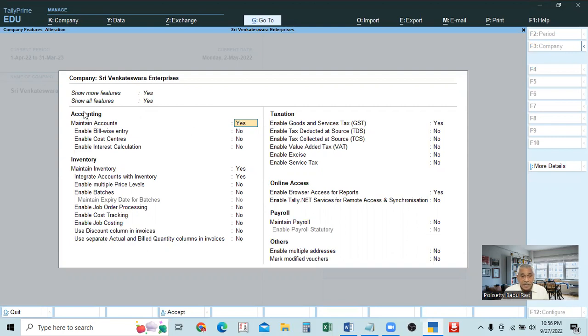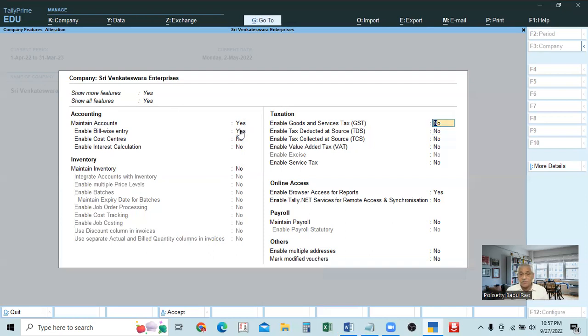There are three headings: accounting, inventory, taxation, and some other minor things not related to this. We have enabled these as per our requirement. Now we are only making simple accounting entries. So maintain accounts is made yes, and all the others are no. Enable bill wise entry we will take up later, or we can make it yes. And goods, when we don't have inventory, is no. At present we are not working with goods, we are not entering the goods. That is why it is no.